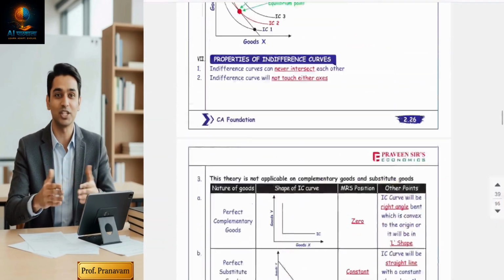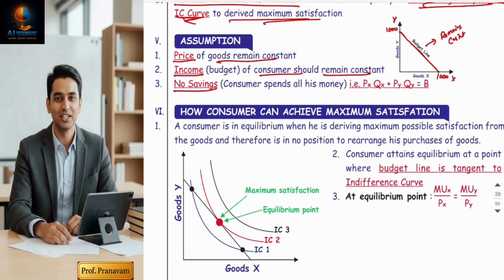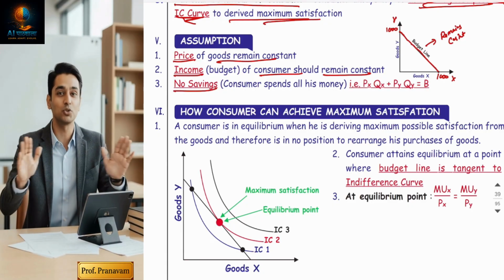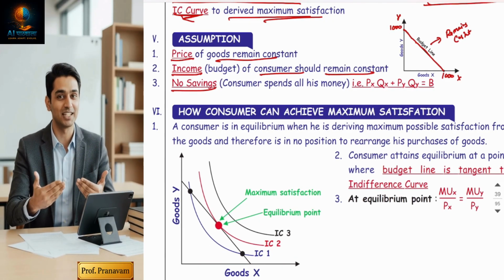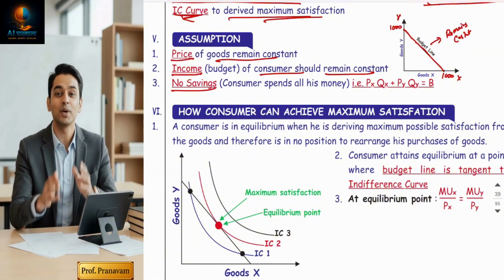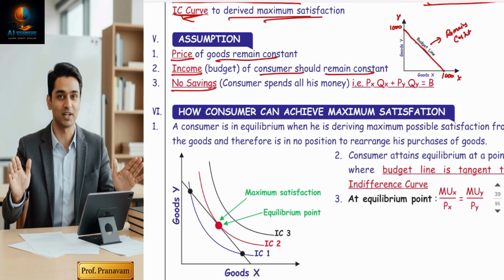Oh, hence this is assumed to remain constant. Okay, sir. Now, the third assumption is no savings. So why has this assumption been taken? Guys, this assumption has been taken for one reason. If the saving intention arises in the mind of the consumer, even if he is capable of purchasing more quantity, he will sacrifice because his intention is to save more money.